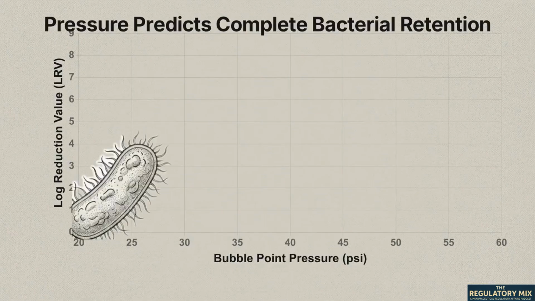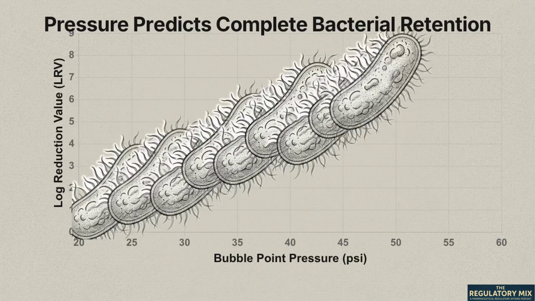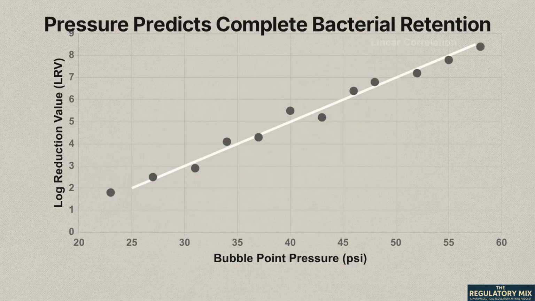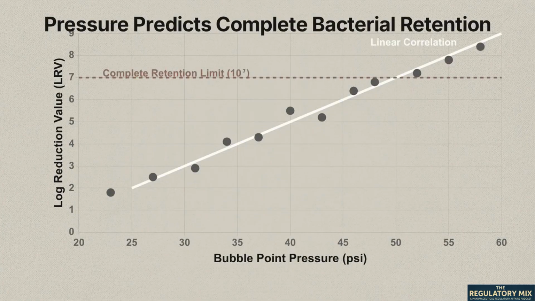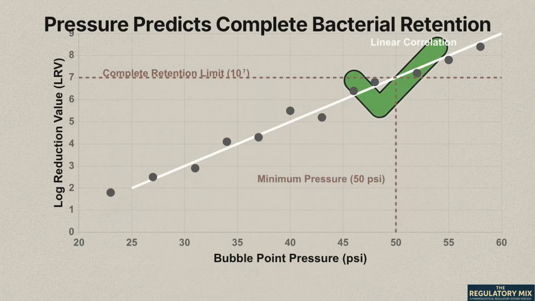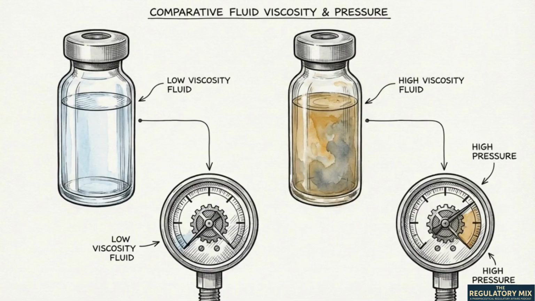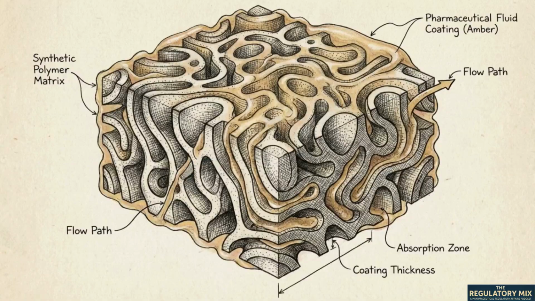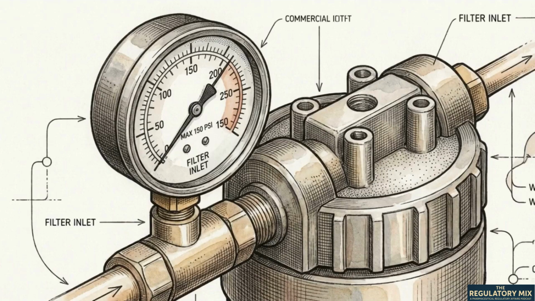Plotting the biological log reduction value against the physical bubble point reveals a linear correlation. This allows engineers to determine the exact minimum pressure required to guarantee complete bacterial retention. While a manufacturer provides a bubble point for a water-wetted membrane, the drug manufacturer must establish a product-specific integrity value. This accounts for how the specific drug formulation interacts with the membrane during the actual filling process. This correlation allows engineers to monitor an unmeasurable biological attribute by controlling a measurable physical parameter.